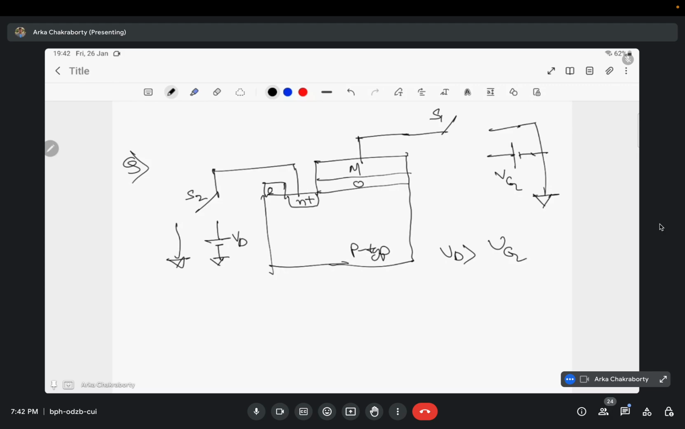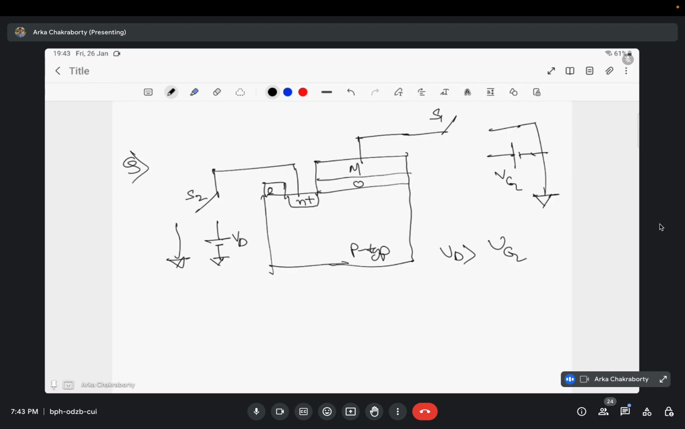Now let me ask an interesting question. I don't know whether you have thought about it or not. Say I am having the MOSFET in saturation region, that is, VDS greater than VGS. Say the MOSFET is in on condition, that is, VGS has crossed VT. Inversion has happened, strong inversion.